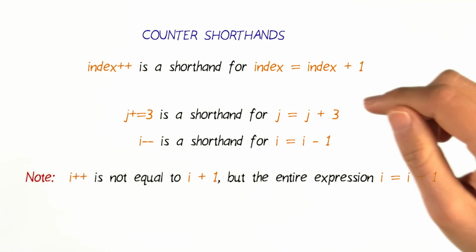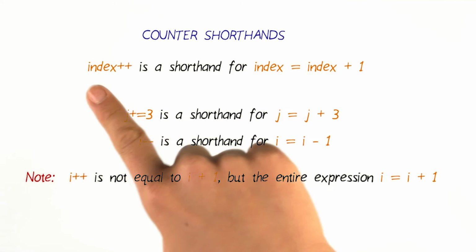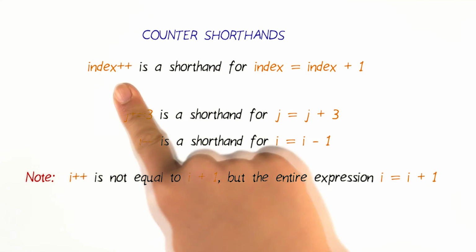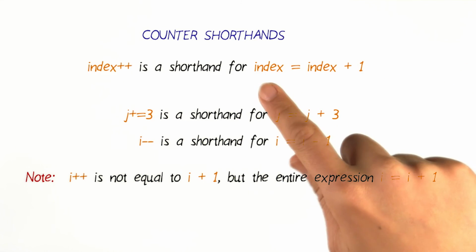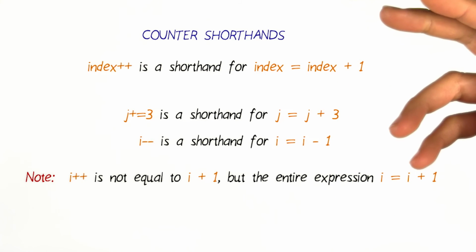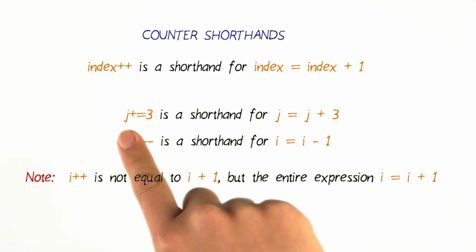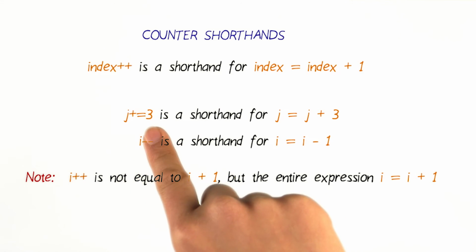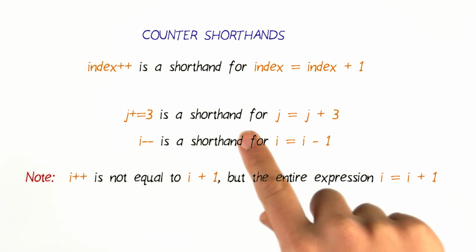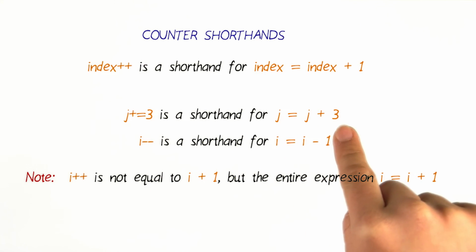All right, so earlier we talked a little bit about counter shorthands, and one common one that we saw was the index plus plus that we used in the while loop. And I mentioned that it was shorthand for index equals index plus 1. There are a number of other similar math shorthands. For example, a variable maybe such as j plus equals a number, so 3 in this case, and that's a shorthand for that variable is assigned that variable plus that number.